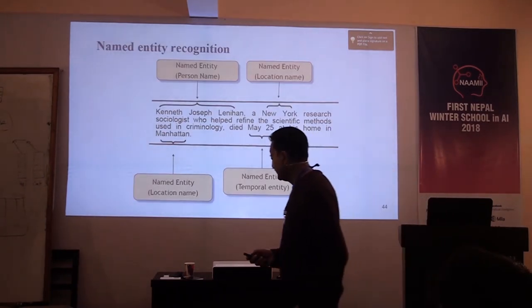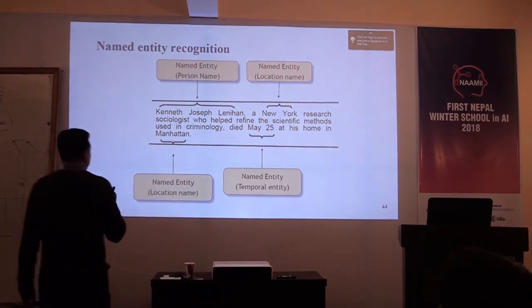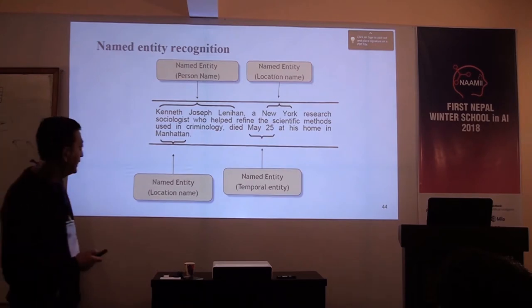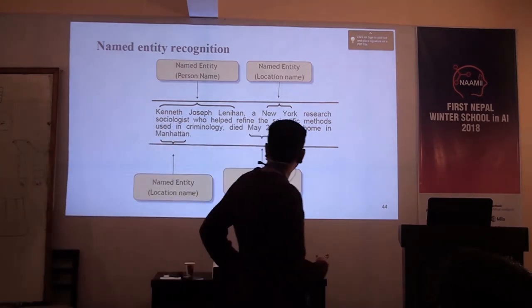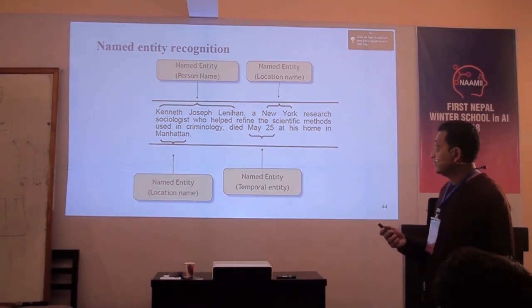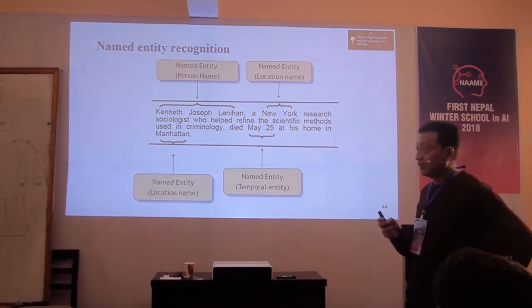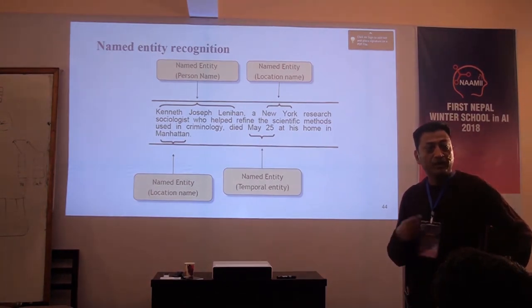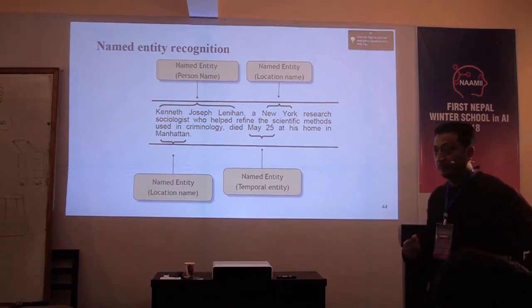So let's look at named entity recognition. We have a sentence something like this: Kenneth Joseph Lenihan, a New York research sociologist who helped refine the scientific methods used in criminology, died 25 May at his home in Manhattan. Okay, so what we are trying to do in named entity recognition is look at all the noun phrases and automatically say what kind of noun phrase it is. Let me give you an example.